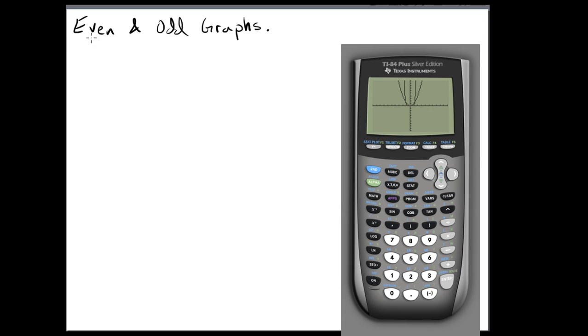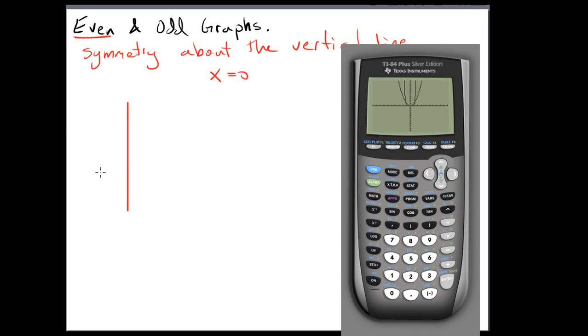So if I'm graphing something like this even, it's got symmetry about the vertical line x equals 0. So that would look something like this. Here's the line x equals 0. My graph will come in and it'll do something weird like that, and then it'll have to do it all over again coming back out. Symmetry.